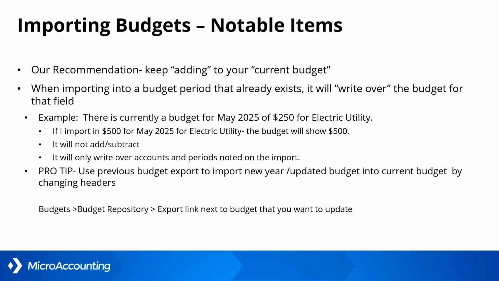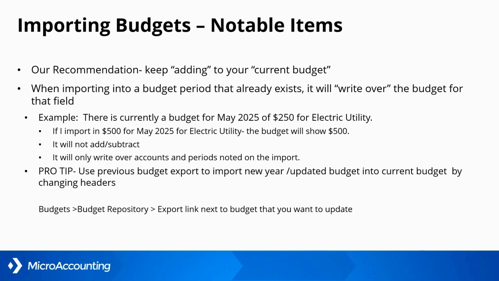And it will only write over the accounts and periods that you note on the import. So I might have 1,000 lines of budget, but if I only import in that one $500 line, then it's only going to update that one. It is not going to clear any of the data on the other lines of that budget. So our pro tip to you is to use your previous budget to import your new year updated budget information into your current budget simply by changing the headers. And I'm going to show you an example of this once we get into this live demo.